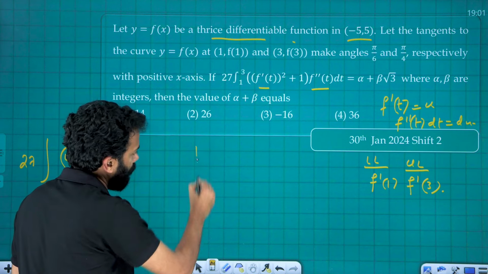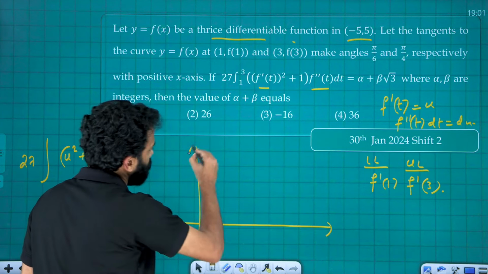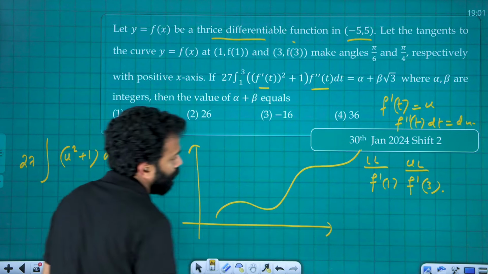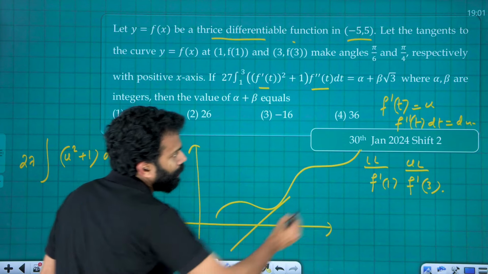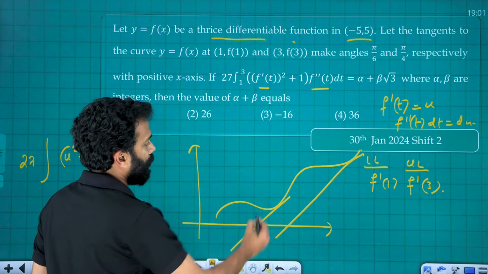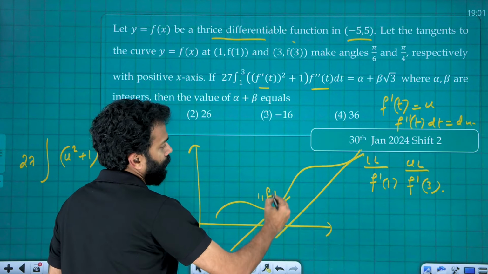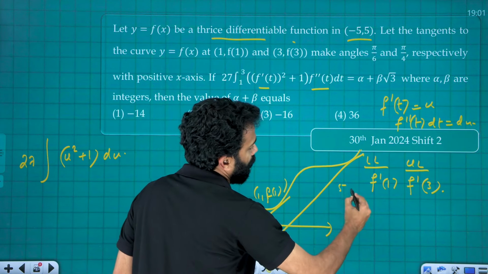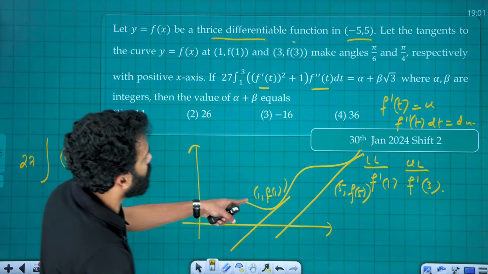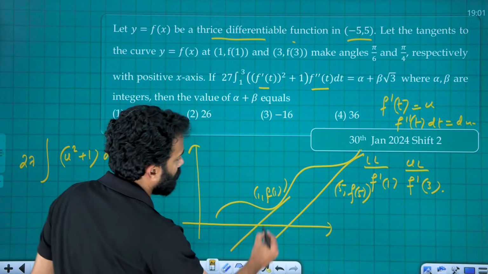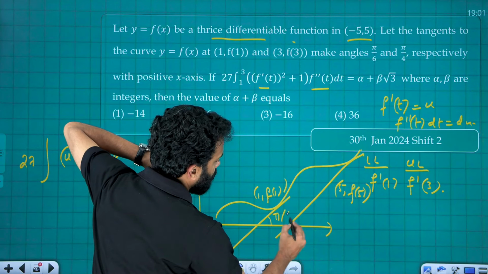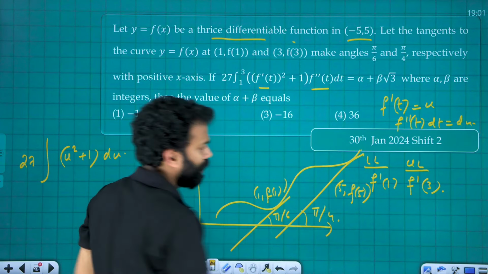So let's draw a figure here. Okay, let's draw a tangent over here and here as well. Okay, assume it is a tangent. The point we can take as 1 comma f of 1 and here we can take 5 comma f of 5. Okay, so they have mentioned that the first angle is pi by 6 and this angle is pi by 4.